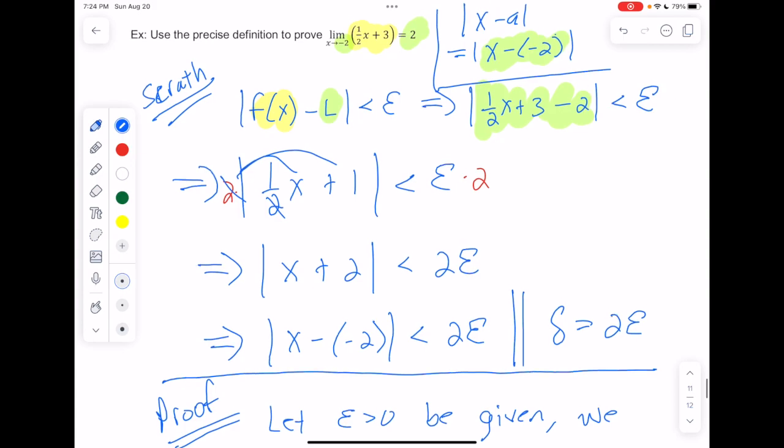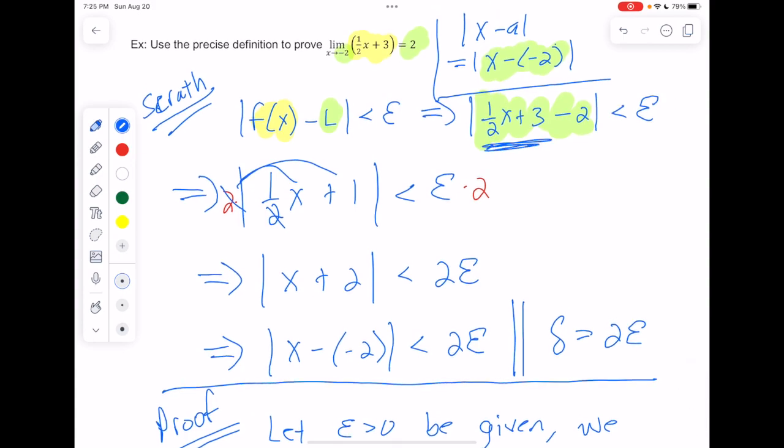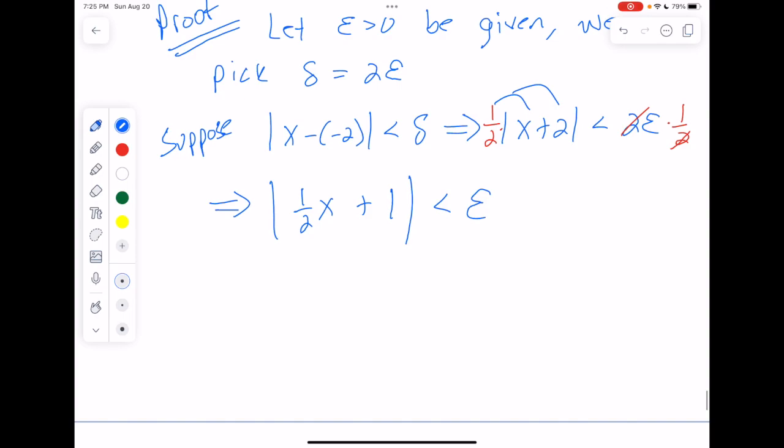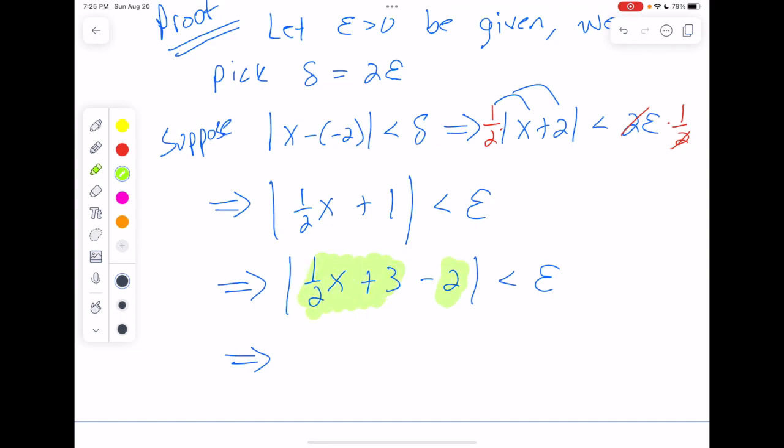So this is great if 1/2 x plus 1 is equal to f of x minus L. Let's go back up and look at what f of x is. f of x is this piece, L is that piece, so we probably want to split that 1 up into the 3 minus 2. So we're going to come down here and change this to 1/2 x plus 3 minus 2 is less than epsilon. This piece is f of x, that piece is L. So now we can say that that implies the absolute value of f of x minus L is less than epsilon. And we've won the game, so the proof is done.